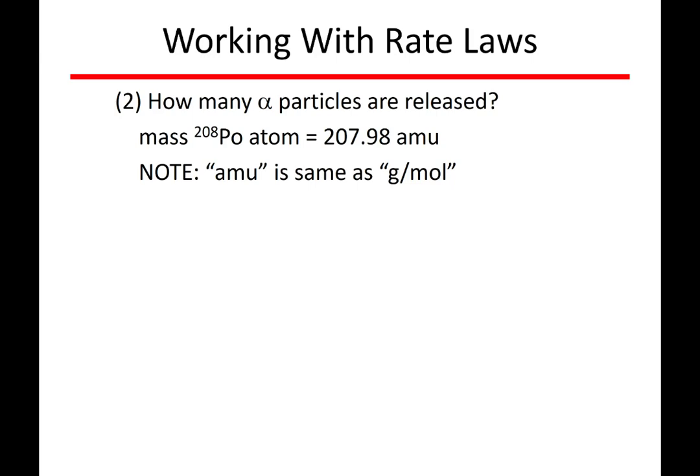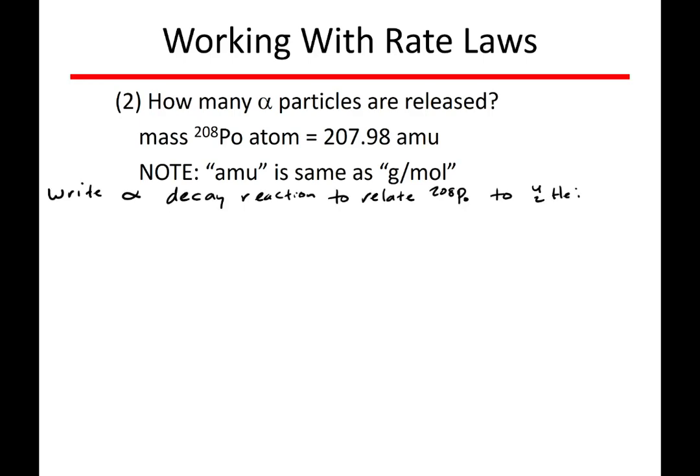Alright, so with that in mind, we have to first think about how we're going to relate the amount of polonium-208 that's reacted to the amount of alpha particles that are released. And the key to doing that is by writing the nuclear decay reaction, because that will allow us to see how those two things are related to one another.